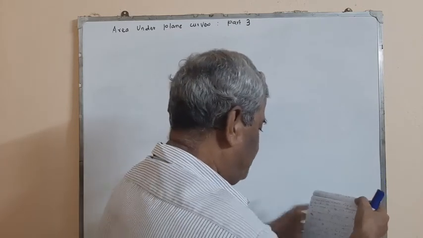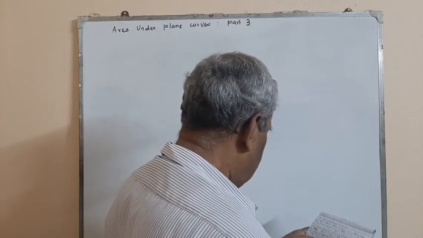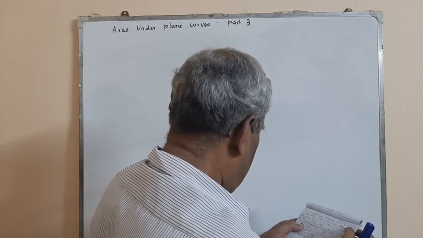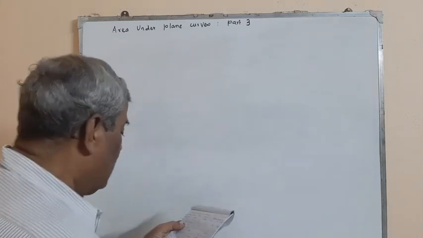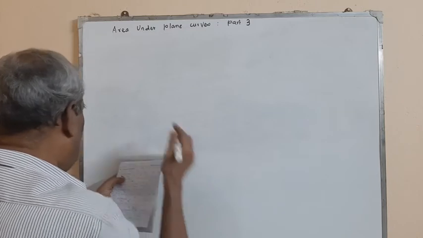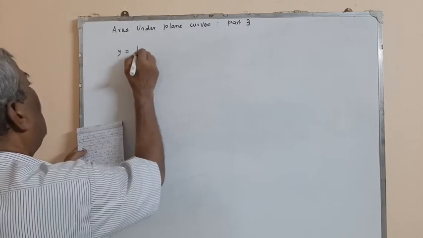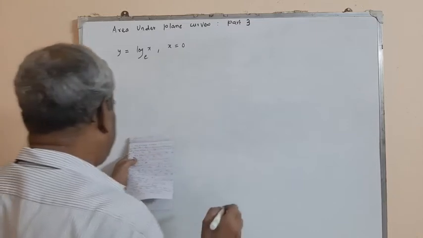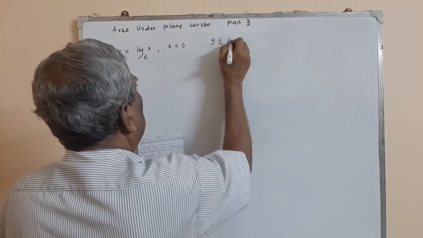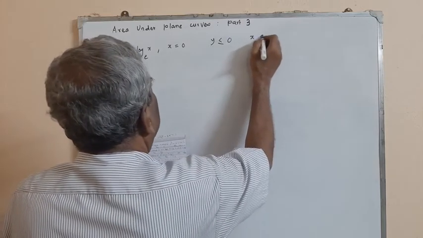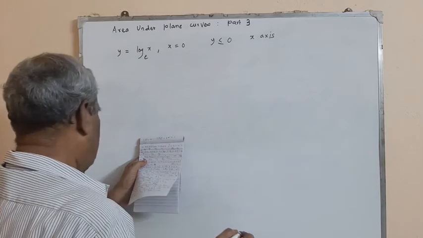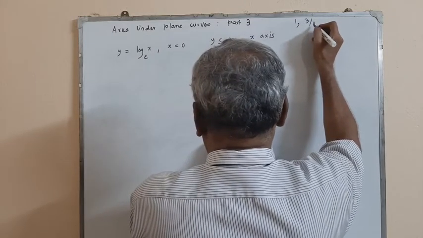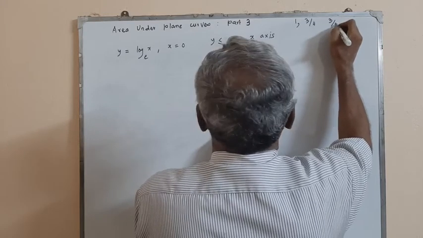Next problem. Area bounded by y is equal to log x base e, x is equal to 0, y is less than or equal to 0, and x-axis. Options are 1, 3 by 4, 3 by 5, and 2.